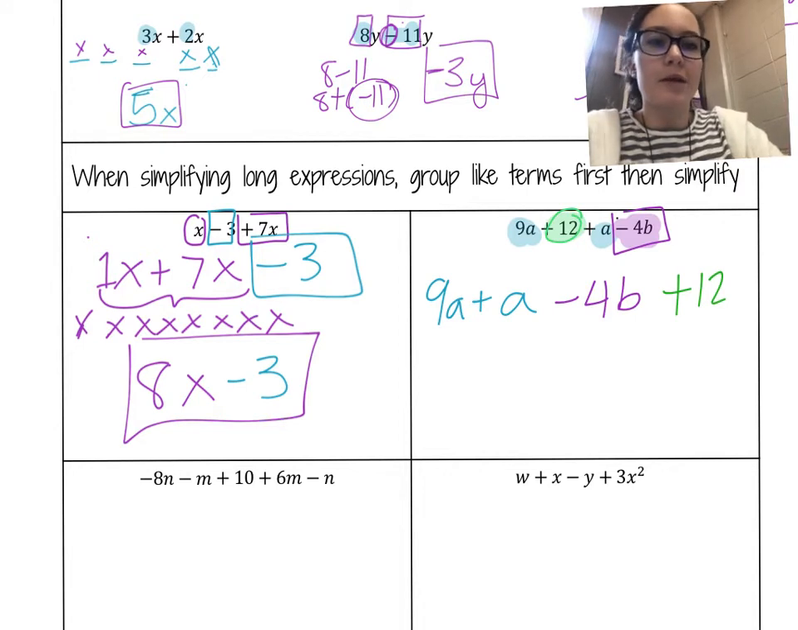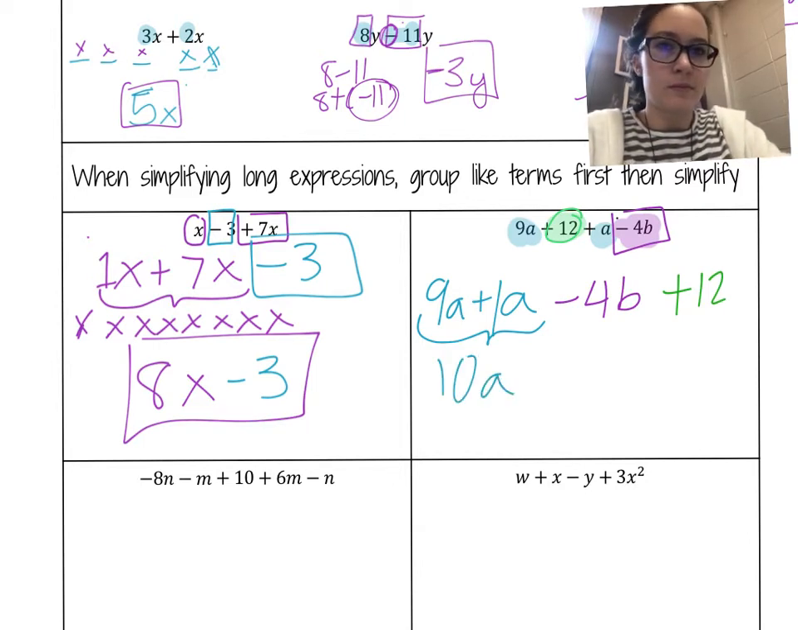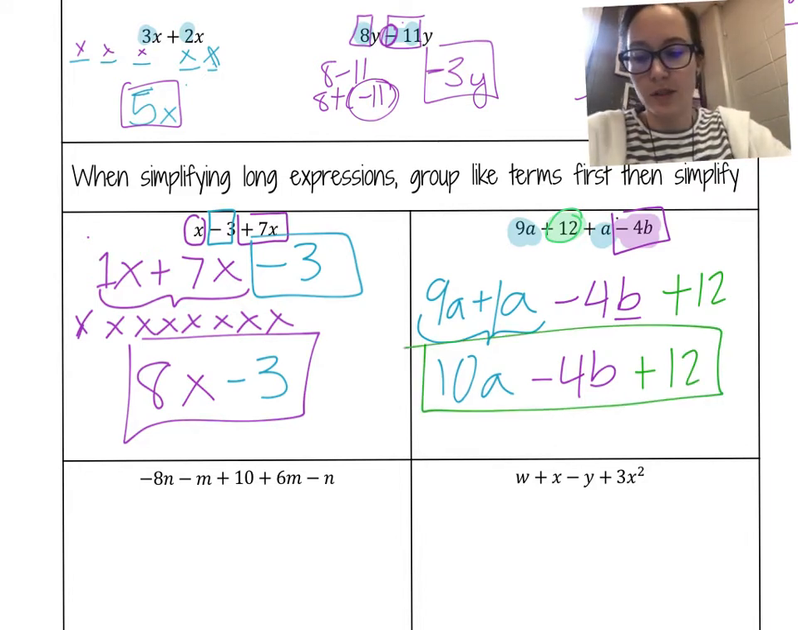Okay, now I'm going to combine what I can. 9a plus 1a. 9 plus 1 is 10. There's no other b's, so it's going to stay the same. There's no other constants, so it's going to stay the same. So 10a minus 4b plus 12.